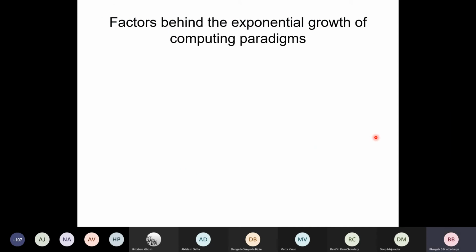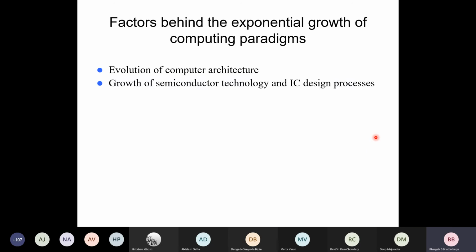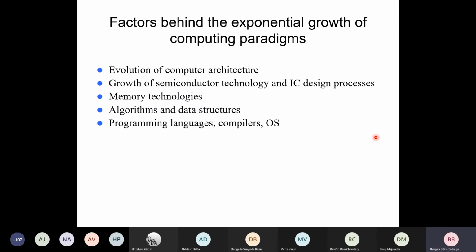So now, I have listed some factors which resulted in the exponential growth, the technology scaling of computing paradigms. Why do we experience this kind of technology scaling? Obviously, one thing is evolution of computer architecture. New concepts are coming up. Growth of semiconductor technology and the IC design fabrication process. Memory technology has advanced significantly. Algorithms and data structures play a very important role. Programming languages, development in compilers and OS. Test, verification, error management techniques.